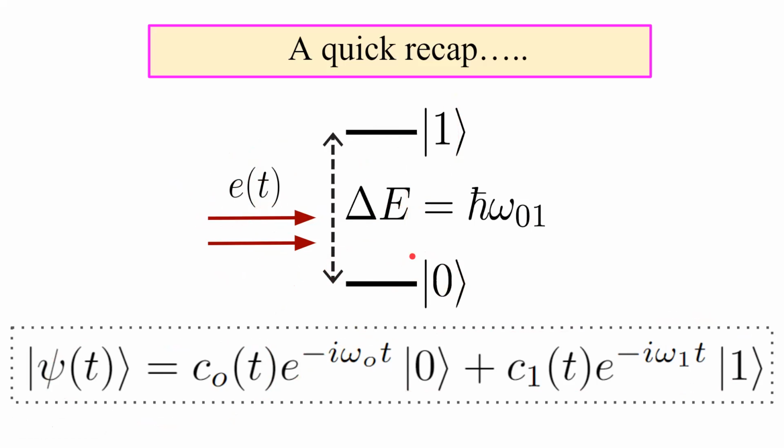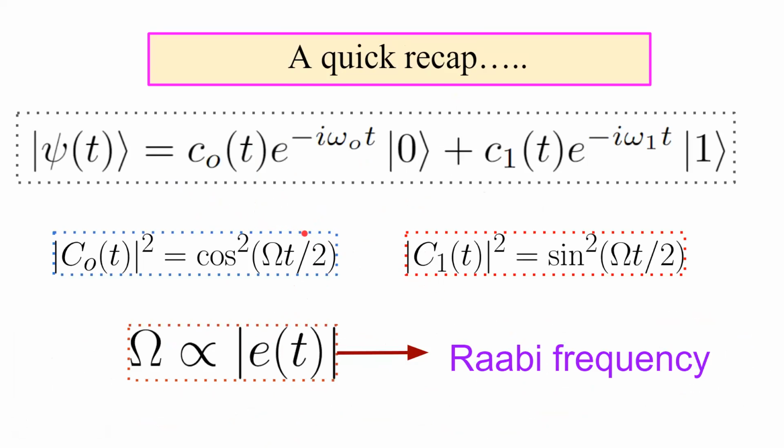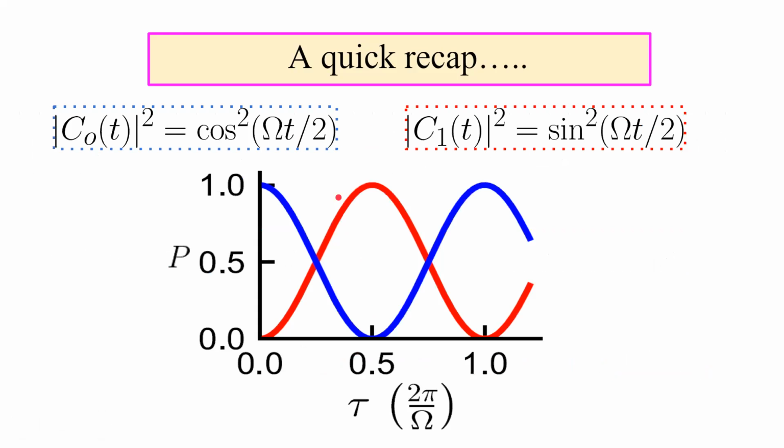That's called Rabi oscillations. In other words, the probability amplitudes evolve as oscillating functions with time. So this oscillating frequency is proportional to the strength of the microwave pulse that is driving the system, which is called the Rabi frequency. And this whole phenomenon is called Rabi oscillations.